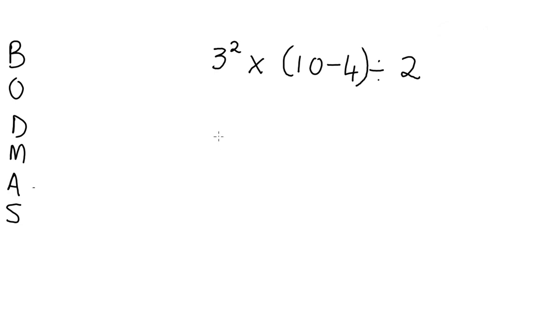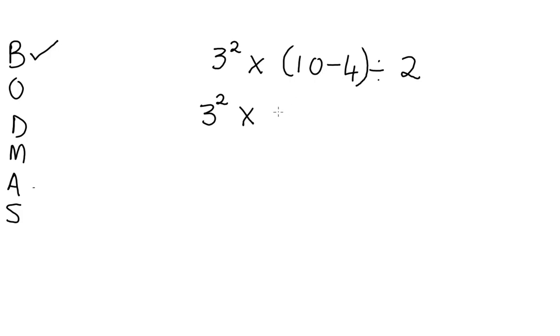For our next problem, we have 3 to the power of 2 multiplied by (10 minus 4), divided by 2. So for this particular question, obviously, we start with the brackets, right? Write everything around whatever it is that you're solving. So 3 to the power of 2 multiplied by. As soon as you solve the bracket, then you can leave them out on your next step.